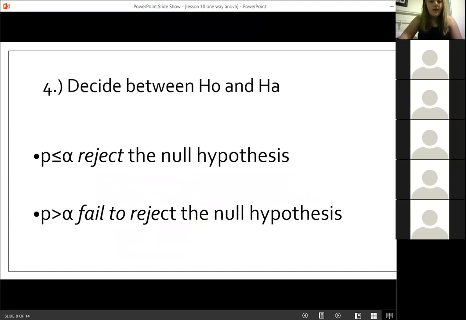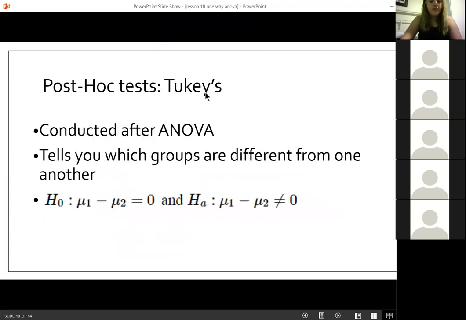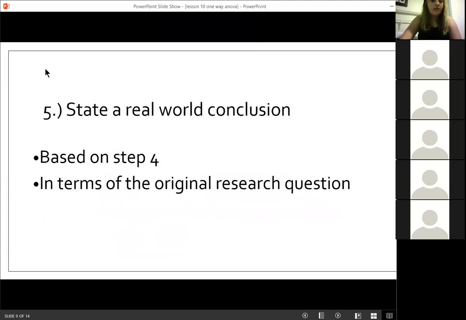And then depending on what decision you made here, you're going to state that real world conclusion and say, what are we inferring based upon the original research question? So kind of going forth and saying, what do we think is the actual thing going on here in terms of the actual variables that we're talking about, not just numbers.